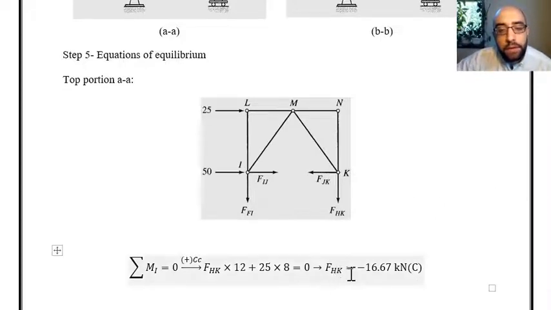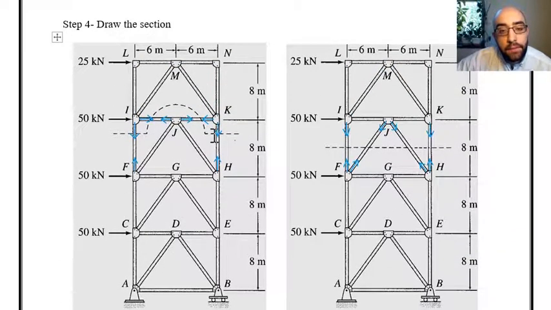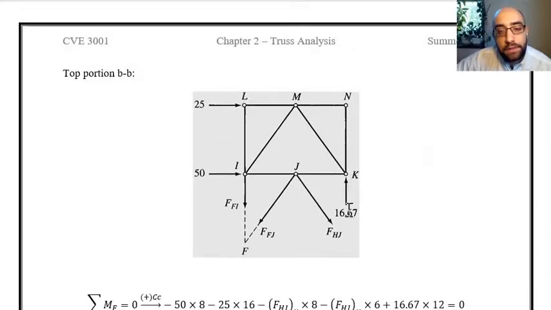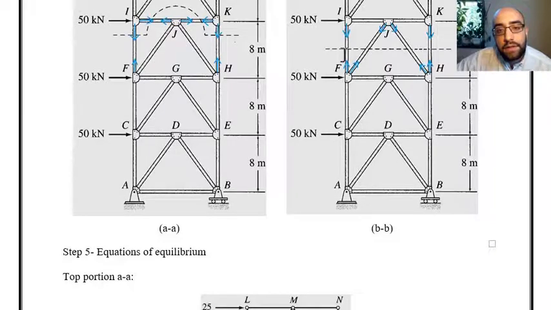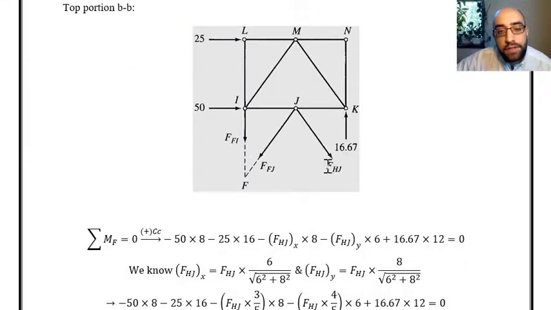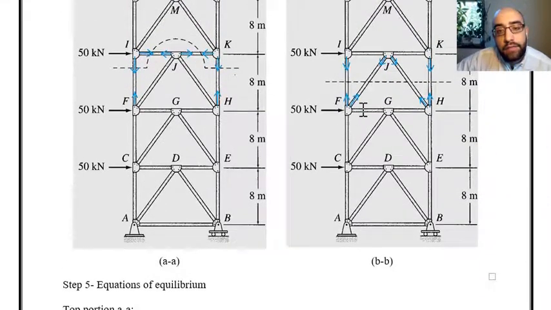So we could find the force in member HK. That was based on this section cut. And now I can consider this horizontal section cut. As you can see over here, this is based on this horizontal line. And as you can see, the forces that we don't know over here are members IF, FJ, HJ, and HK.